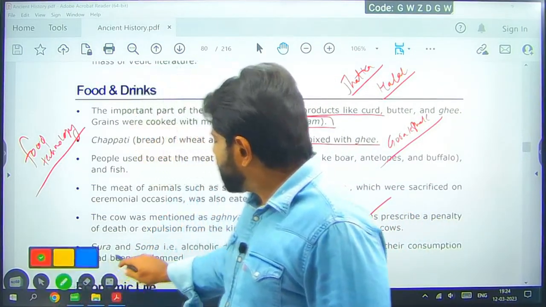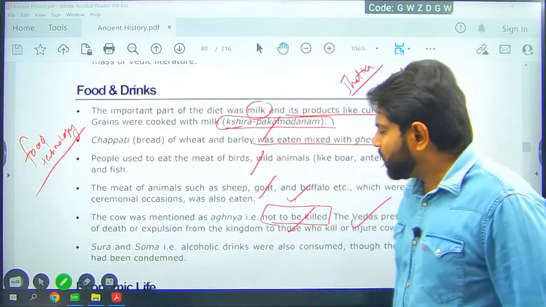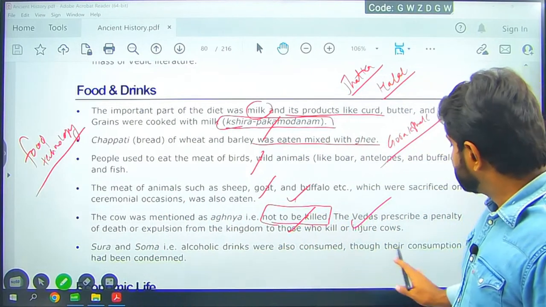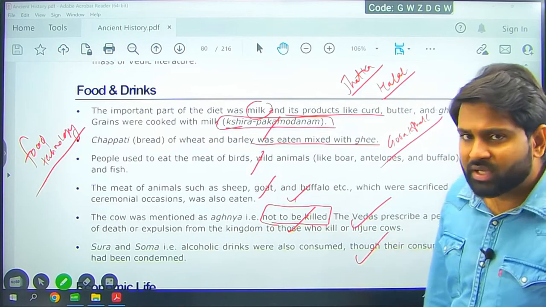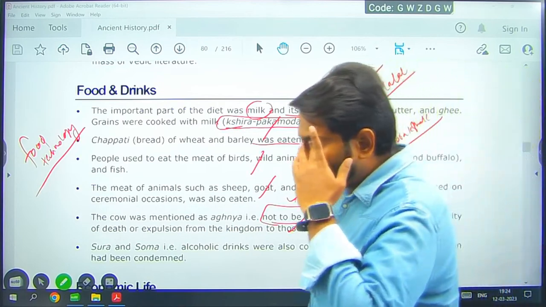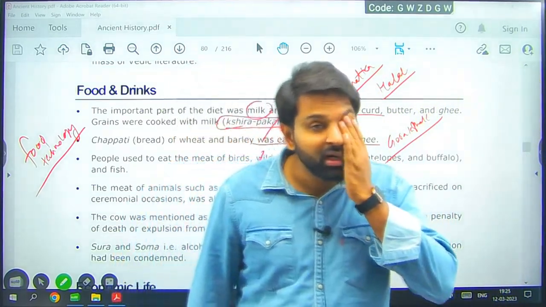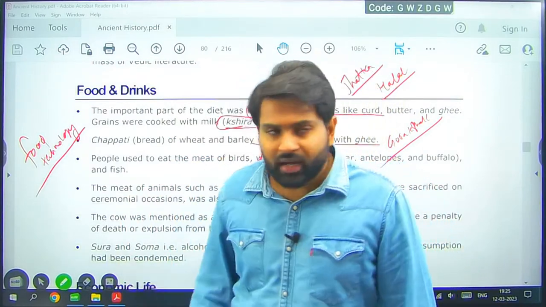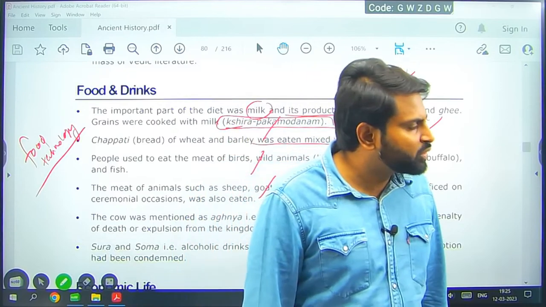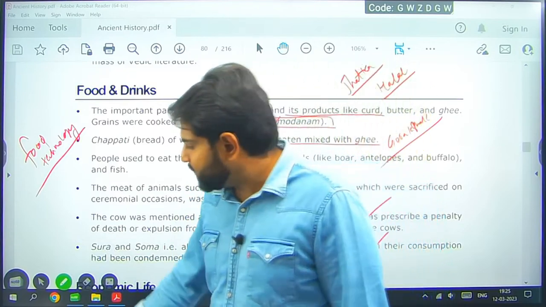Apart from that, Sura and Soma, these are alcoholic drinks which were available, though their consumption had been condemned. Although their consumption has been condemned, the Vedic society had two important alcoholic beverages. One is Sura and the other one is Soma. These are the two important alcoholic beverages they had.